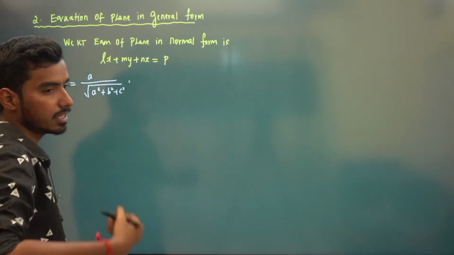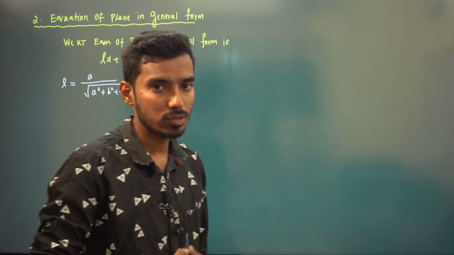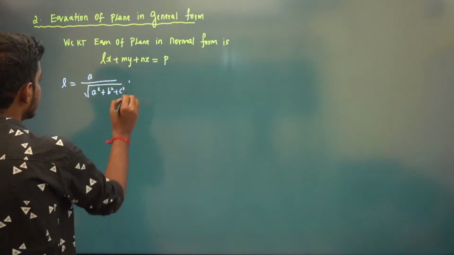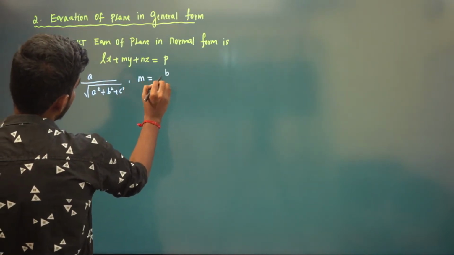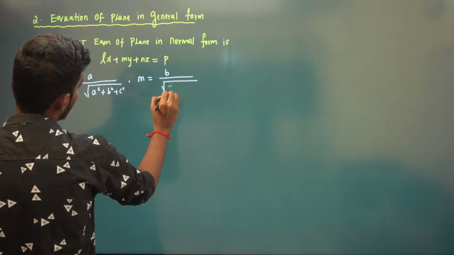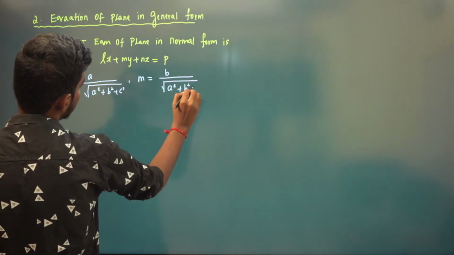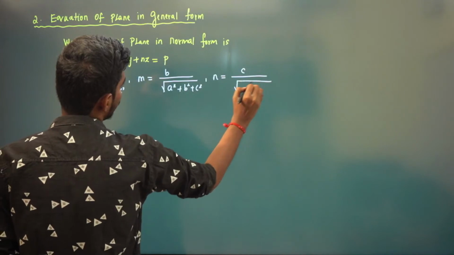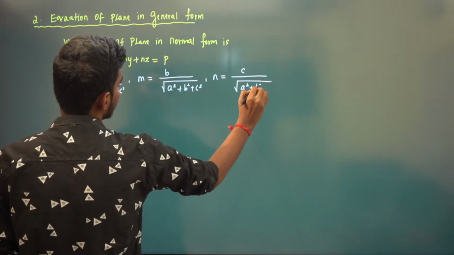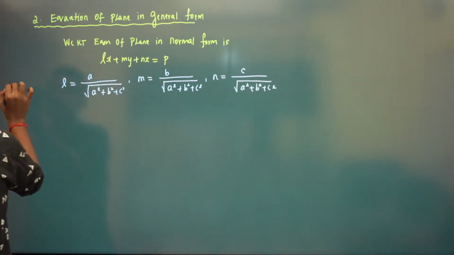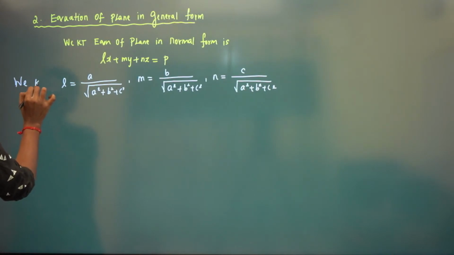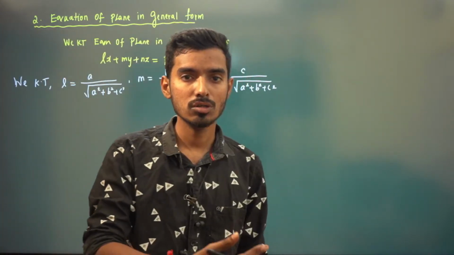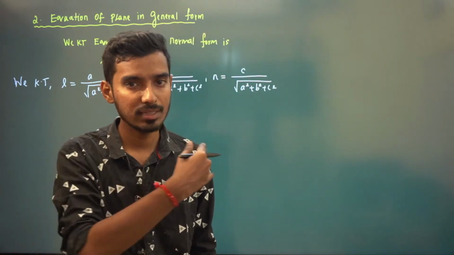That is, if A, B, C are direction ratios, then we know the relation between L, M, N and A, B, C. M is B divided by root of A square plus B square plus C square, and N is equal to C divided by root of A square plus B square plus C square. So if A, B, C is the direction ratio, then L, M, N is given by this relation.